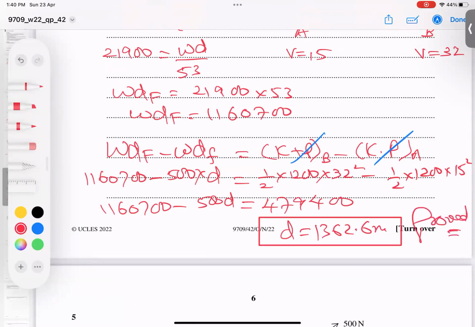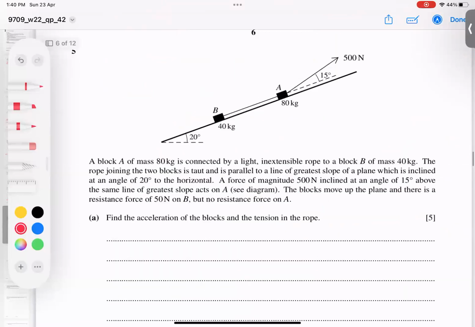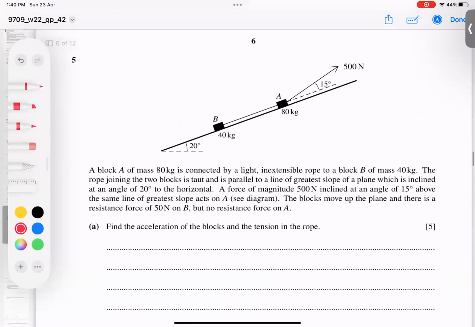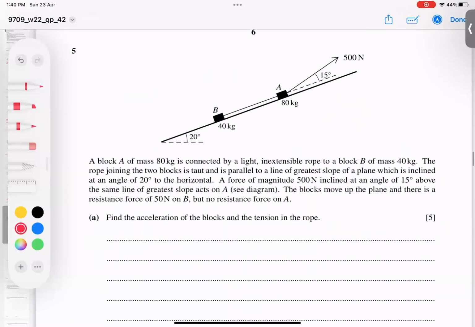I hope you understood the logic. Let's now come to question number 5. And what is question number 5? According to the question, let's read it. Mass of block A is 80, joined with a taut rope. And he mentioned a 20-degree angle. Okay, a force of 500 acting at a 15-degree angle.